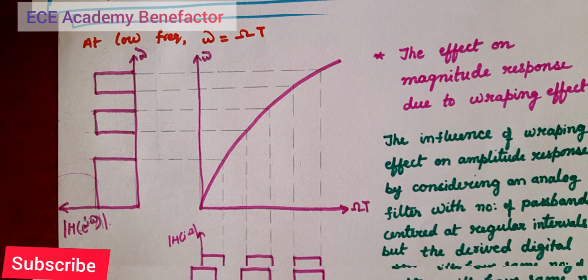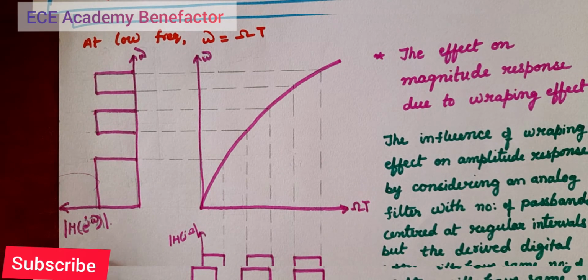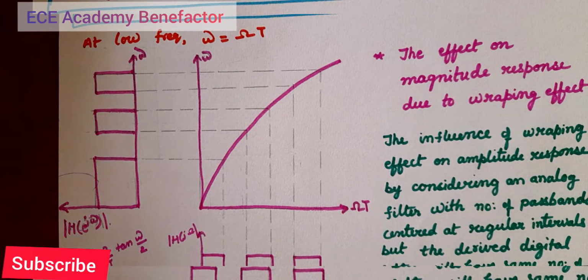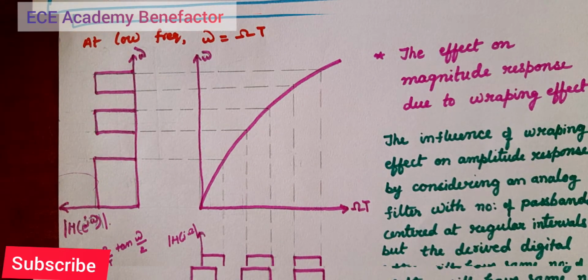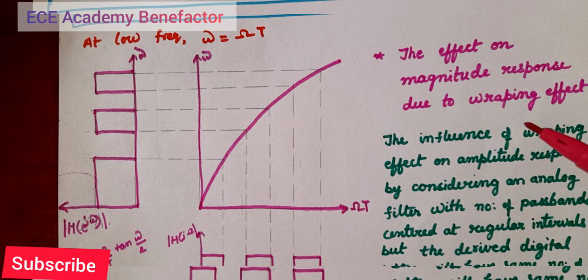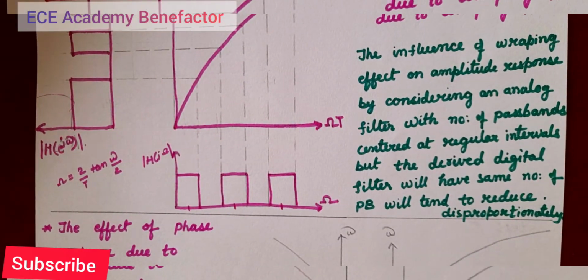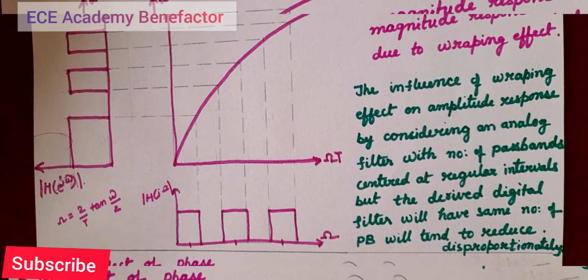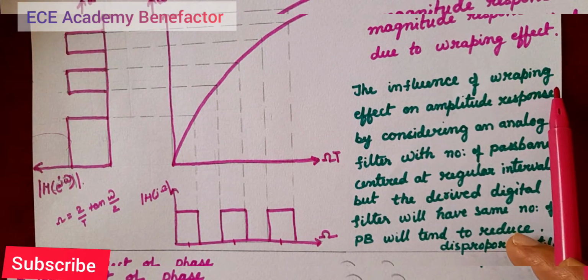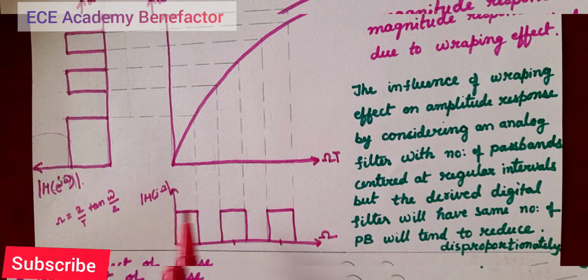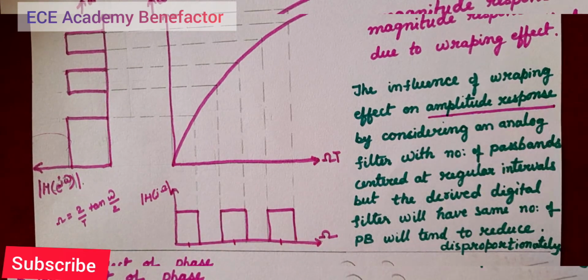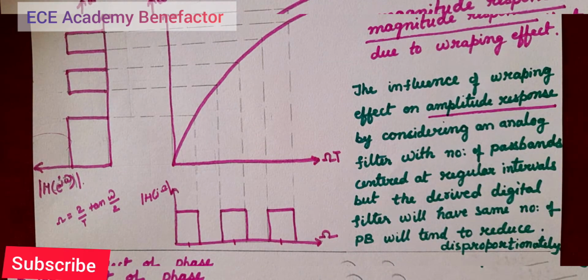What is the equation responsible for giving this non-linearity? Ohm is equal to 2 by T tan of omega by 2. That is, the arc tangent function is responsible for these disproportionate pass bands. So this is the effect on magnitude response due to wrapping effect. In terms of words, how can we express it? The influence of wrapping effect on amplitude response. We can say amplitude response or magnitude response, both the words are synonymous here.